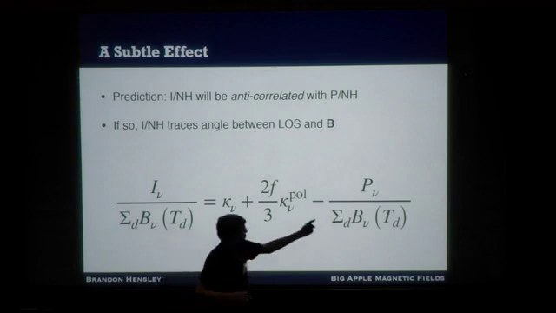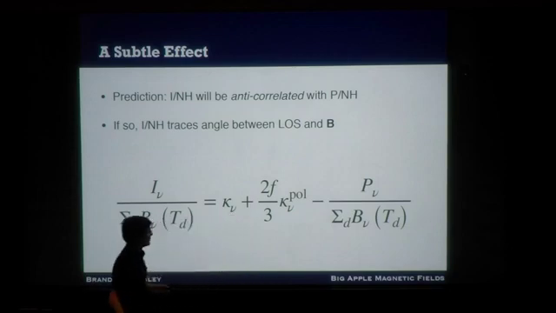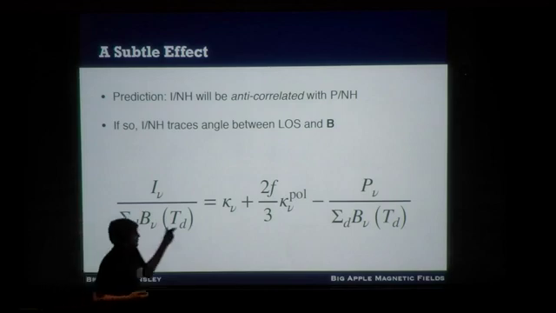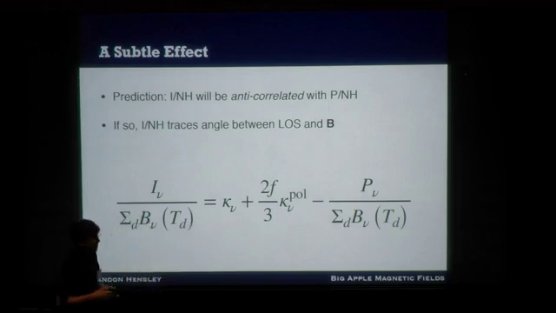And then this term, which is exactly the same, but with the total intensity replaced by the polarized intensity. And so, in theory, this quantity is tracing exactly this angle between the galactic magnetic field and our line of sight. And we should be able to confirm this by looking at this anti-correlation between I and P.